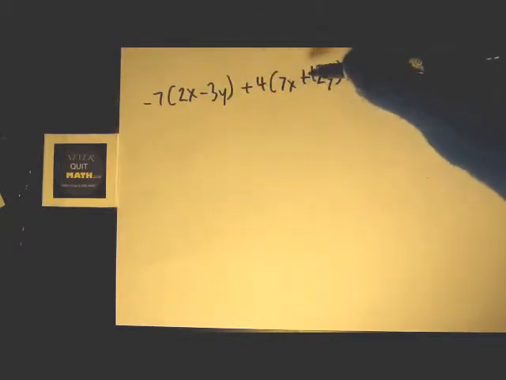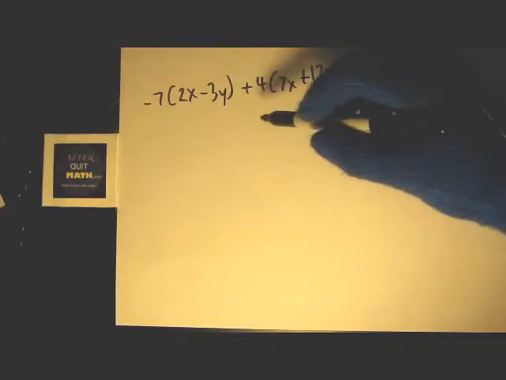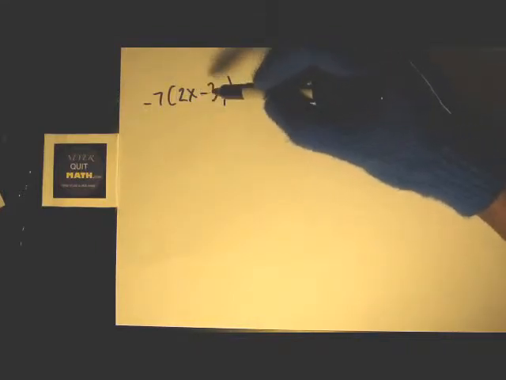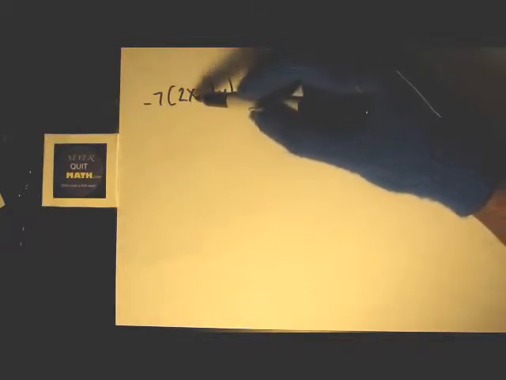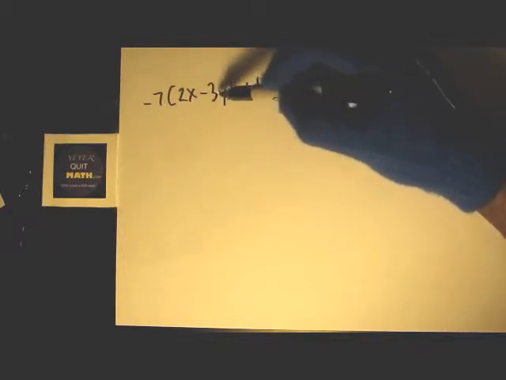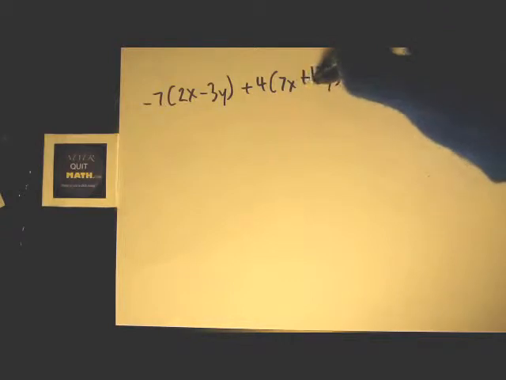Okay, looking at these two, first thing you can think to yourself is do PEMDAS, right? But when you look inside the parentheses, you see 2x minus 3y. That's apples, that's oranges. You can't add them. And the same thing goes over here. They're different letters, so they stay as is. So we think, let's apply the distributive property.